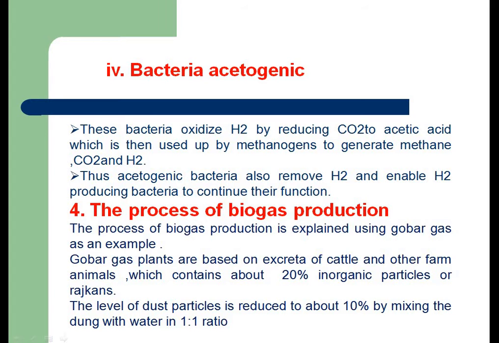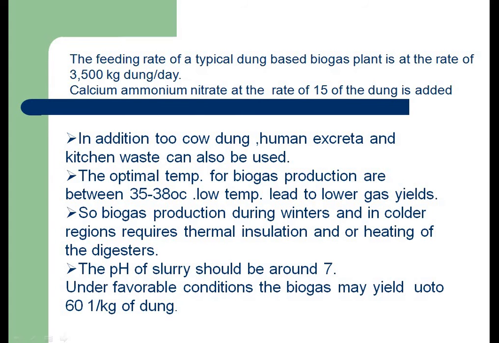I hope you understood the four types of microorganisms which are involved in biogas production. So the process of biogas production is explained using gobar gas as an example. These gobar gas plants are based on the dung of cattle and other farm animals, which contains about 20% inorganic particles. The level of dust particles is reduced to about 10% by mixing the dung with water in a 1:1 ratio.